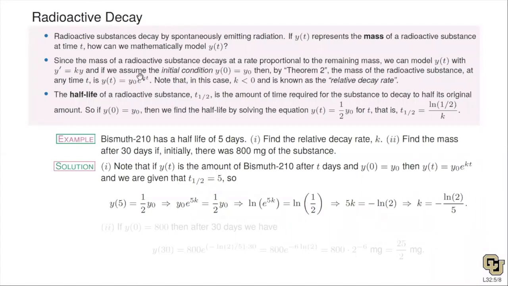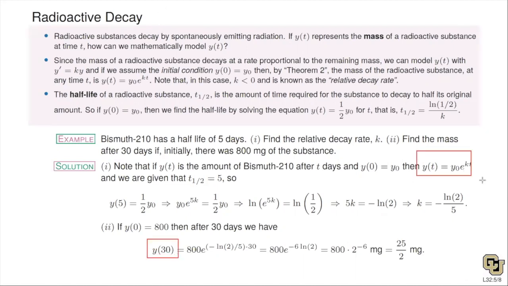So finally, they say, find the mass after 30 days. So I'm looking for y of 30. So in this formula, I'm replacing the t with 30. And so right here, you can see there's the 30 for the t.